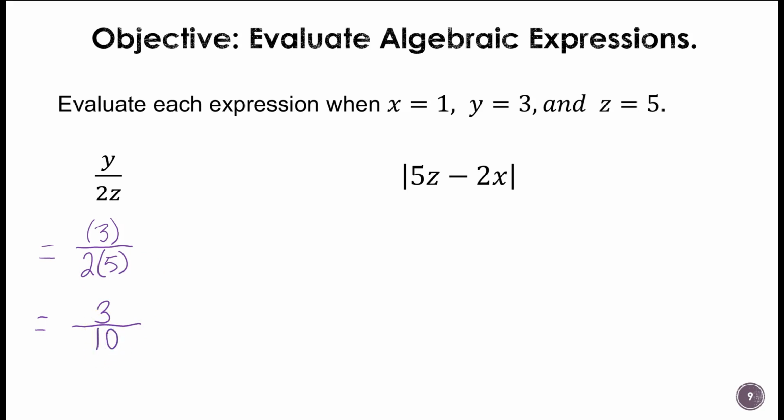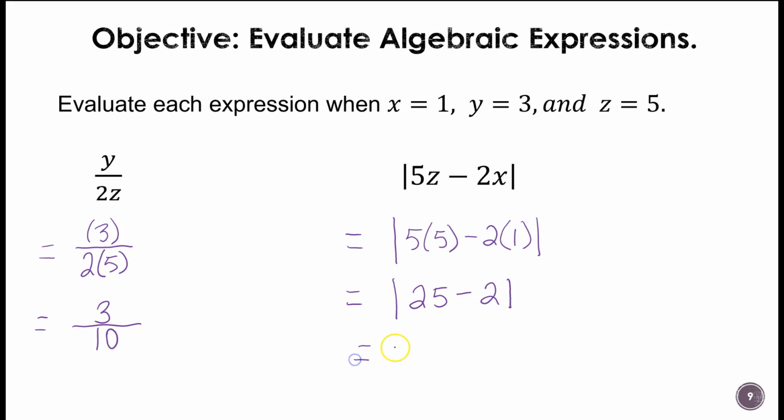Now this next one says the absolute value of 5z minus 2x. So we have to keep those absolute value bars until we get just one number. So in this we have 5 times z, which is 5, minus 2 times x, and x is 1. And so inside we're going to do some simplifying. We're going to multiply 5 times 5. 2 times 1 is 2. And so we have the absolute value of 23, and that equals 23.